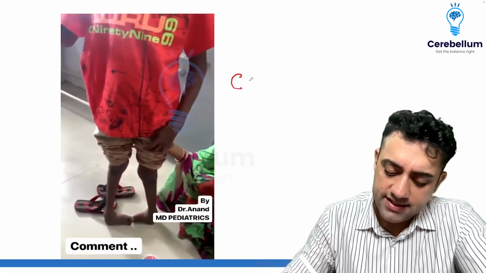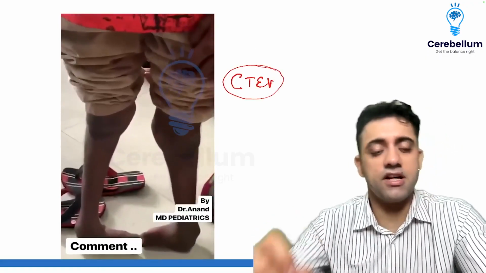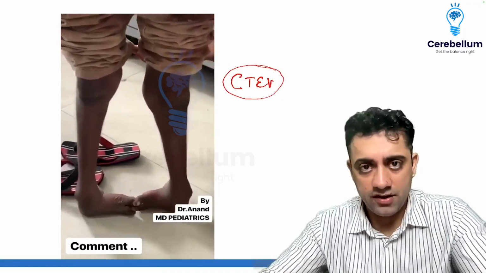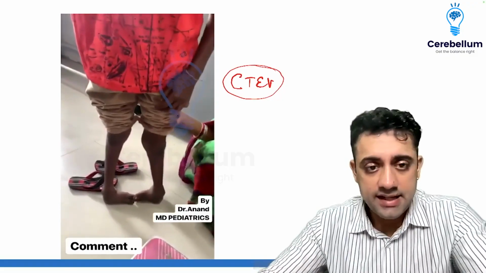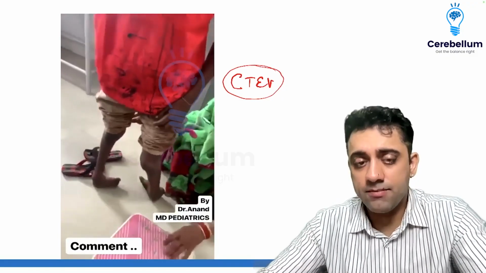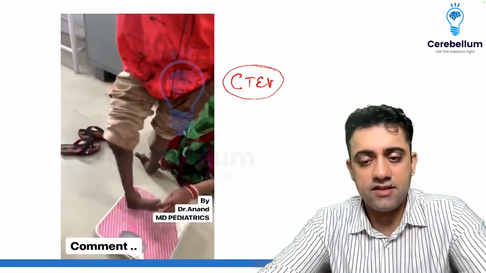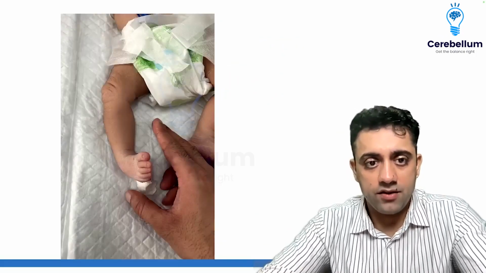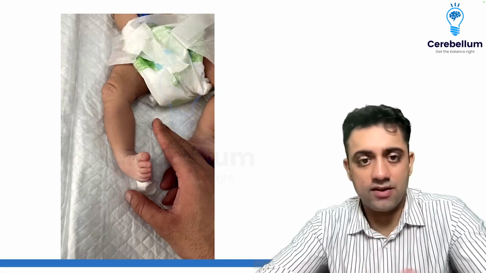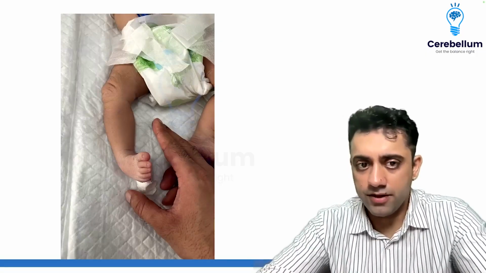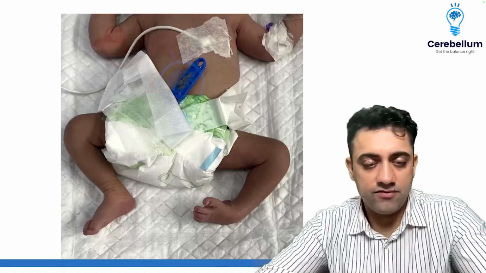So this is his feet, if you can make out. It's a congenital CTEV, a congenital club foot. He was not treated because he was not cosmetically corrected. So, congenital talipes equinovarus. Very good. This is a case we have in our hospital also, a club foot patient. Okay, very good. This is also the same club foot, on the left side.